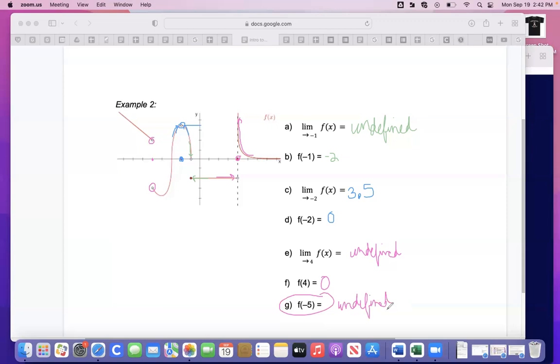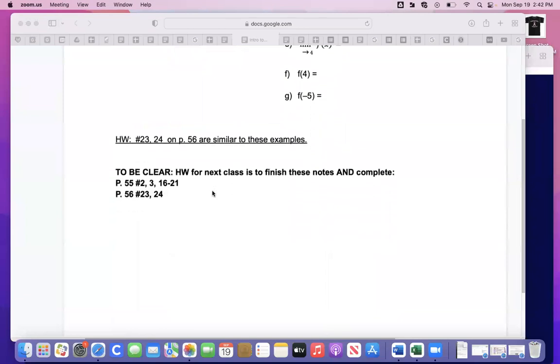Okay, hopefully that gave you a few practice problems. We will go over this again in class. Just to be clear, your homework is to finish pages 55 and 56. There are about 7 to 8 problems for you to complete and bring to class when I see you again. Please let me know if you have any questions.